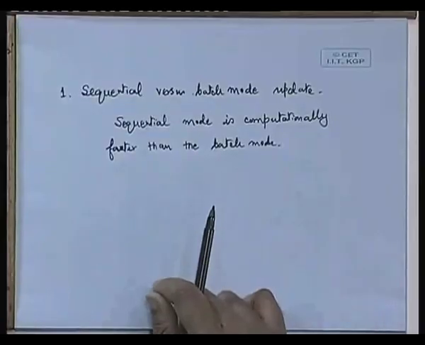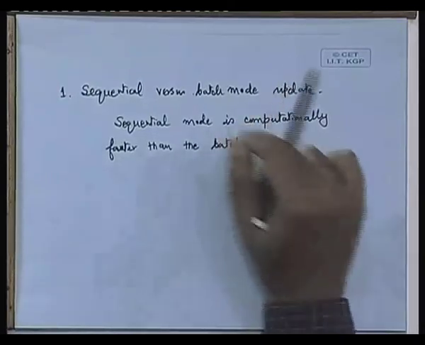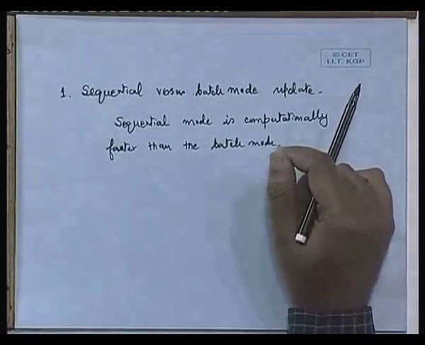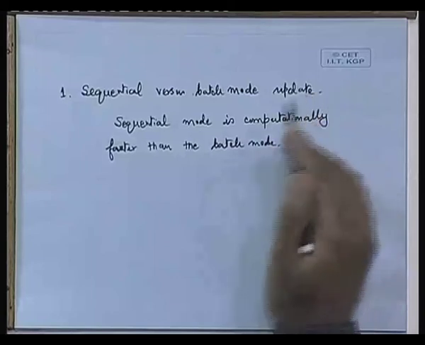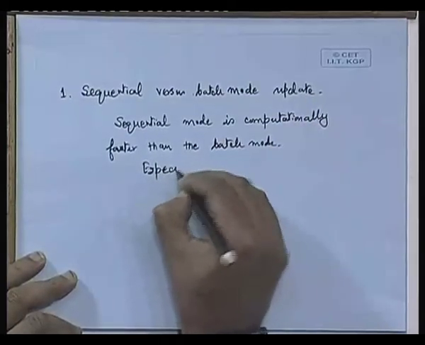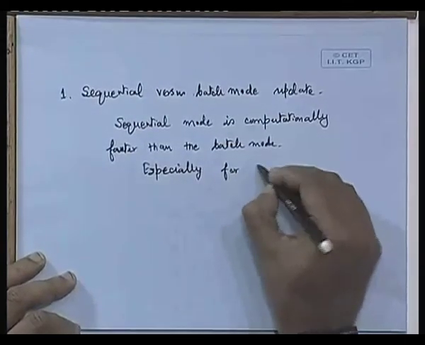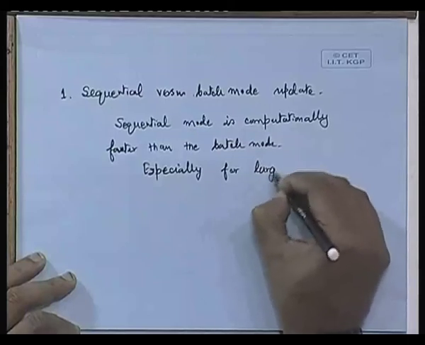And in fact, the fact that the sequential mode is computationally faster than the batch mode is true, especially when the training data set is large and highly correlated. So, we can say that this is true, especially for large and highly correlated data sets.